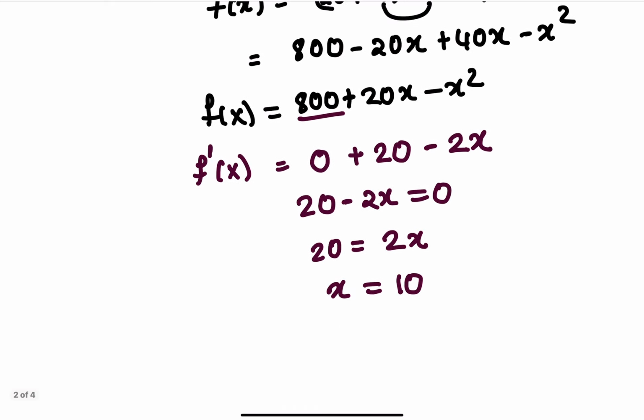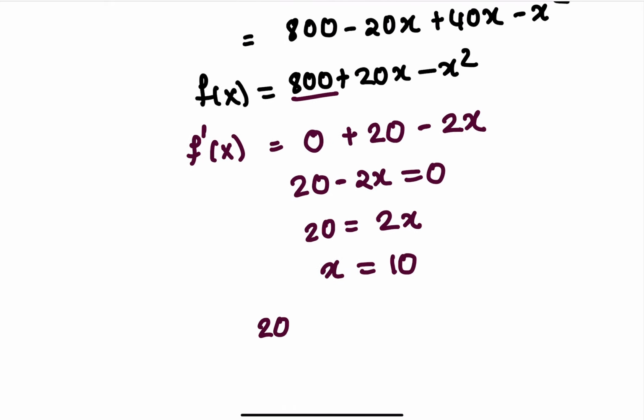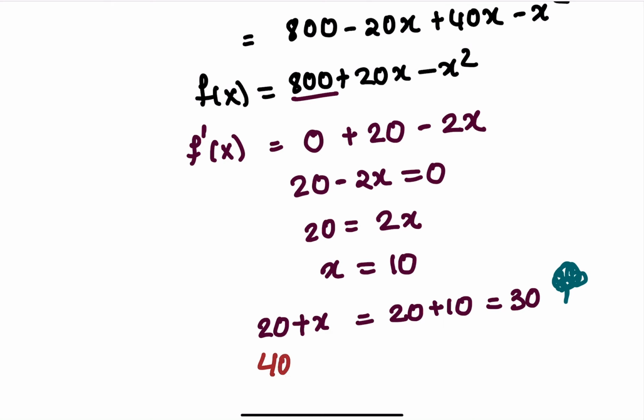How many trees am I planting? 20 plus x. That is 20 plus 10, which is 30 trees. I'm planting 30 trees. How much is my yield going to be? How many cherries will I have? I will have 40 minus x. So my yield is going to be 40 minus 10, which is 30 pounds. 30 pounds of cherries is what I will have.